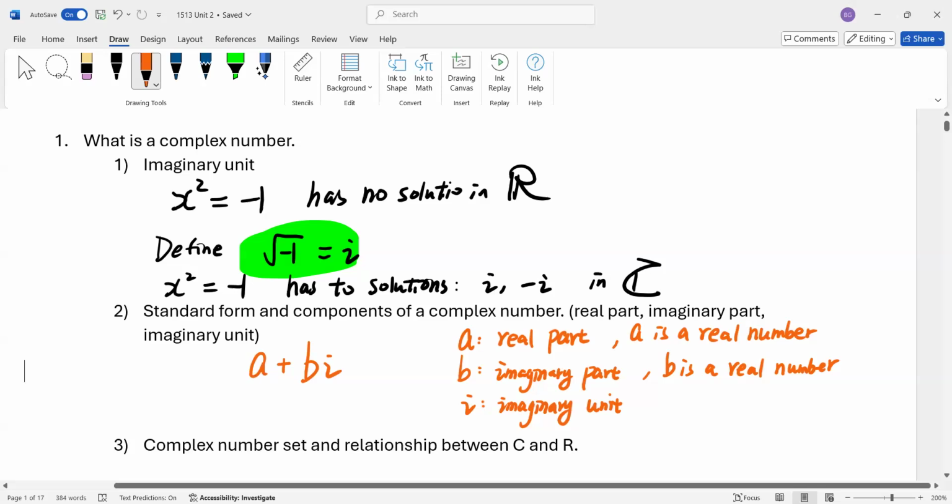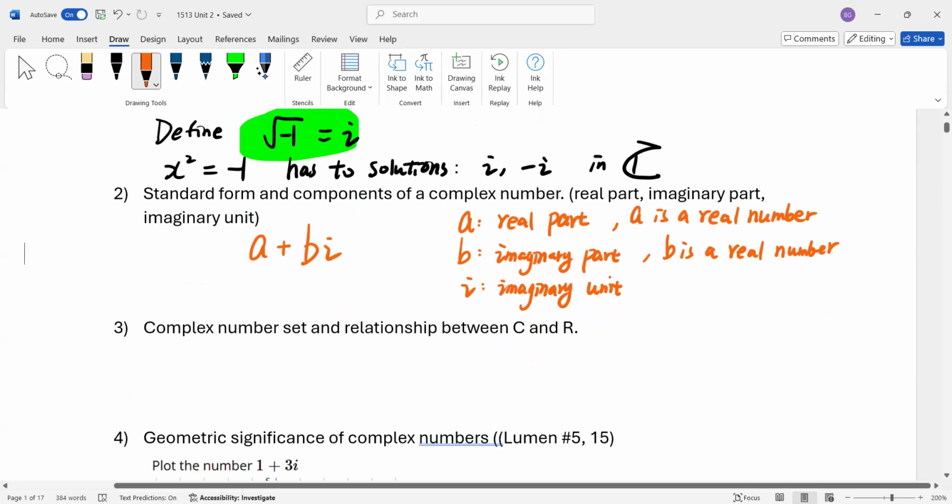a is called the real part of the complex number. b is called the imaginary part of the complex number. i is not a real number. Remember, what's i? i is the square root of negative 1. It is not real. It is the imaginary unit mathematicians defined. So that's the standard form of a complex number. Any number that can be written in this form is a complex number.